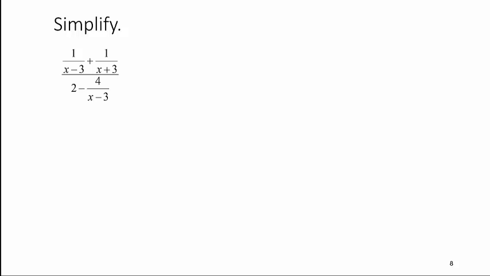Let's try another. With this one I have 1 over x minus 3 plus 1 over x plus 3 all over 2 minus 4 over x minus 3. If we look at all of those denominators, what is the LCD?